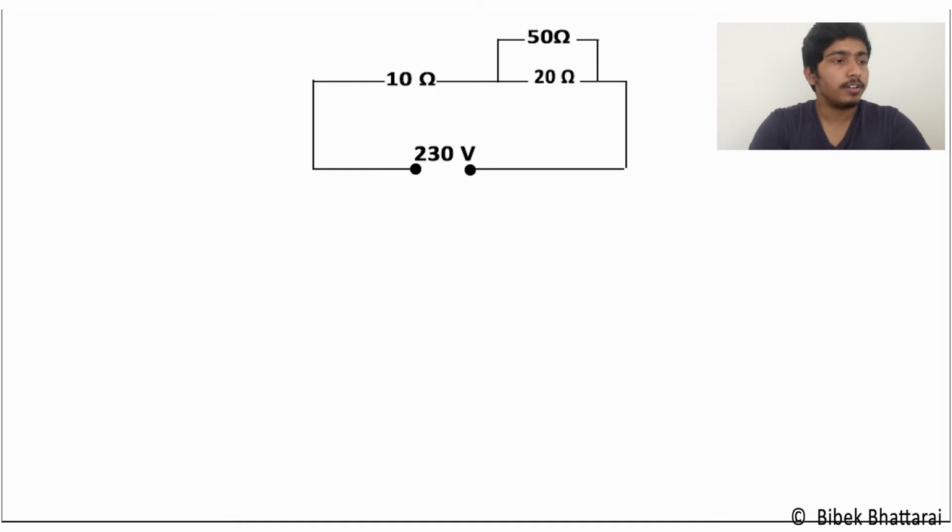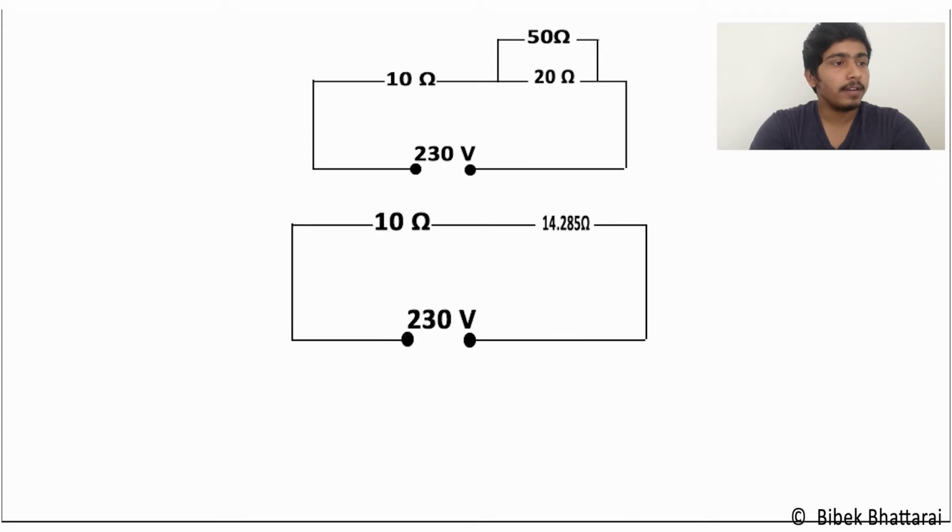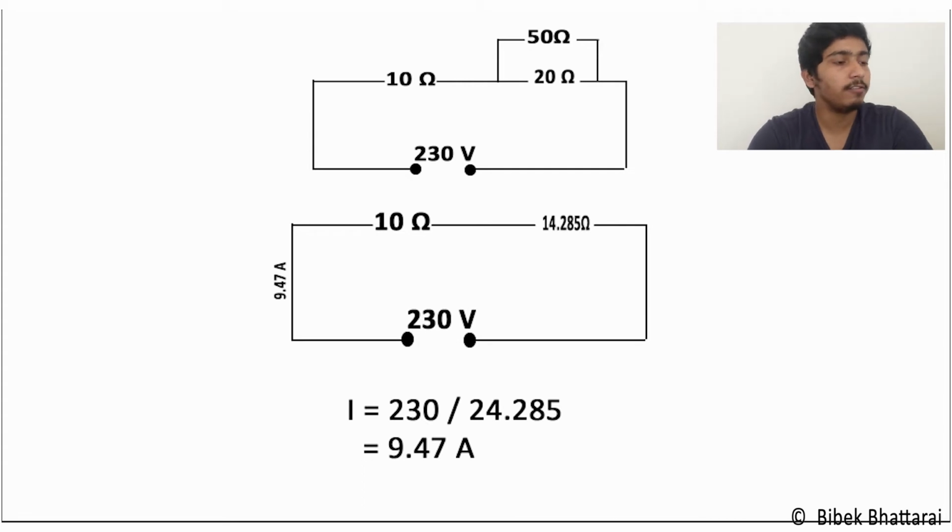We have got 230 volt of standard supply with 10 ohm of resistance, that is our load, with 20 ohm between the neutral bar and the transformer, and 50 ohm is the resistance between our two earthing conductors. If I use Ohm's law, I can find 14.285 is the equivalent resistance of 50 and 20 ohm. And if I use Ohm's law further to identify the current, it will be 9.47 ampere of current flowing through our circuit with 230 volts.